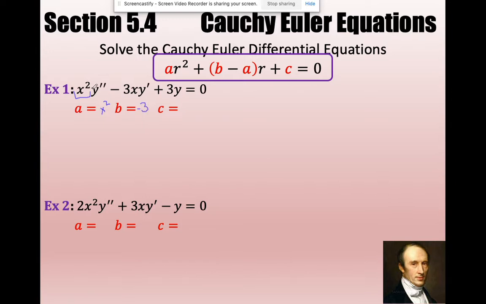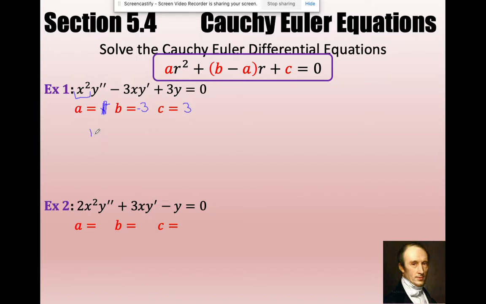Oops, sorry. I don't mean that to be x squared. I mean that just to be 1. A, B, and C are the coefficients. So 1 in front of x squared, -3 in front of x, and +3 in front of the y. And now just fill in this equation.